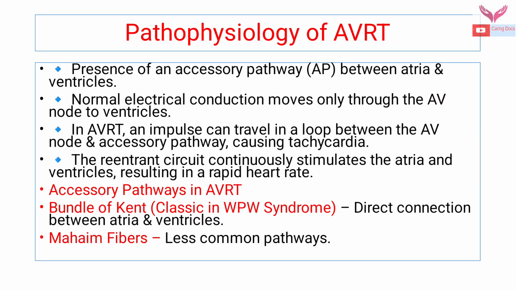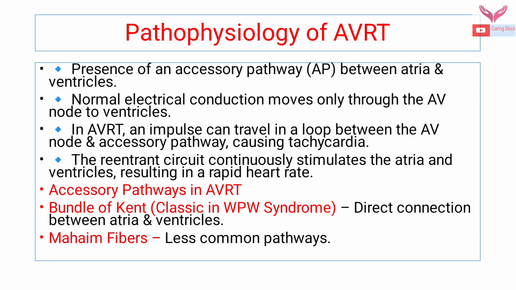Pathophysiology of the AVRT is the presence of an accessory pathway between the atria and the ventricle. Normally, electrical conduction moves only through the AV node to the ventricle. In AVRT, an impulse can travel in a loop between the AV node and the accessory pathway, causing the tachycardia. The reentrant circuit continuously stimulates the atria and the ventricle, which results in rapid heart rate.